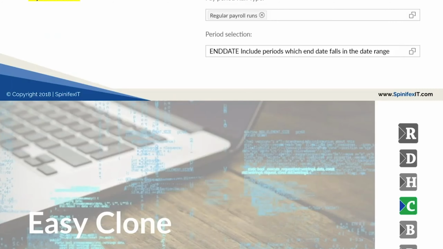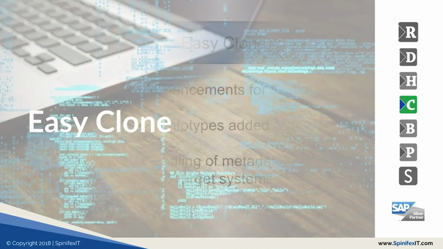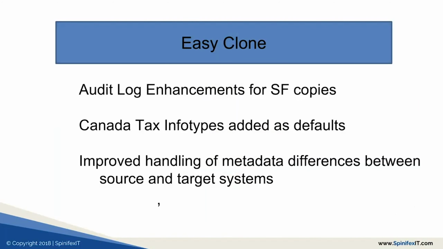All right, so next up, I'm going to roll into Easy Clone, just a little bit there to show you. So a few enhancements, namely some changes to the audit log to make it more helpful when you are copying Employee Central data along with your payroll information. We also have added some Canadian tax info types as defaults to be included in the copying. And then we did make some back-end improvements in how metadata differences are handled, again, when you're doing a cloning that also is including Employee Central data.